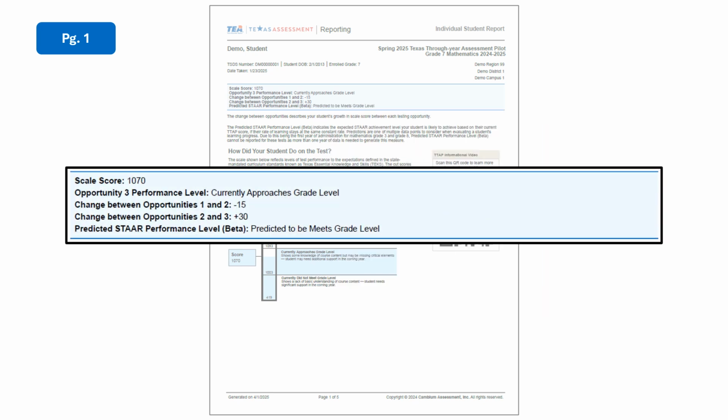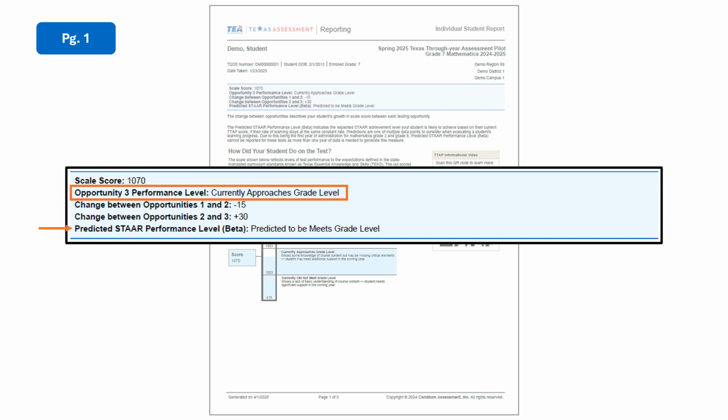On the top of each page, the predicted STAR performance level shows how your student is likely to perform on STAR at the end of the year based on their TTAP performance if they continue learning at the rate they currently are. While this data point is provided, we encourage educators to focus on current opportunity performance as an indicator of what students are demonstrating right now.